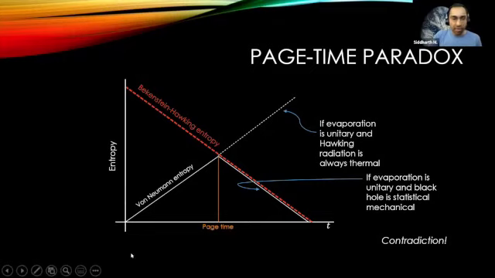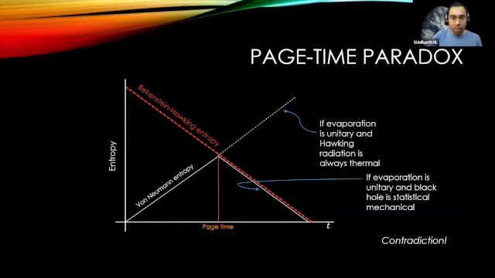So let's look at an entropy curve. Imagine that the y-axis is the entropy of the black hole. It could also be the entropy of the radiation. And the x-axis is the time. So suppose black hole evaporation is unitary and Hawking radiation is always thermal. Well, what does that tell you? It tells you that the entropy of the radiation is going to increase continuously.